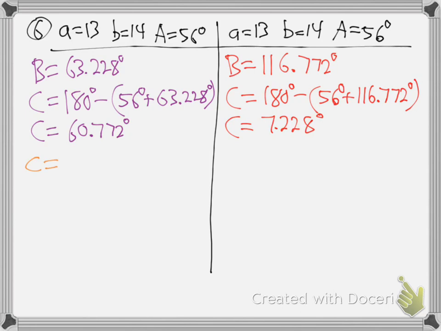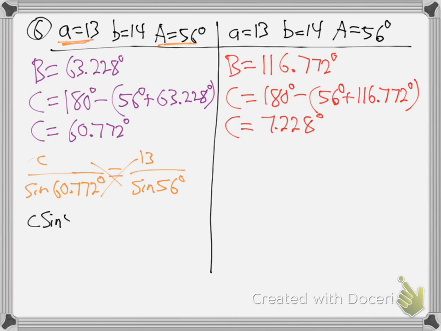So side C, how am I going to find that? Law of sines. So little c over the sine of C equals, I'm going to go a over A, 13 over the sine of 56. Good to there, diagonal, diagonal, right, to solve. This problem long enough for you?